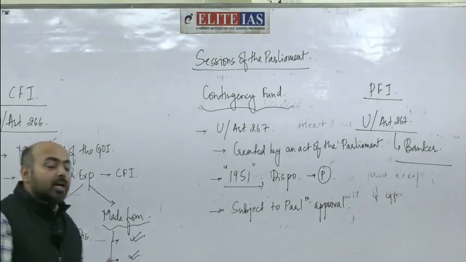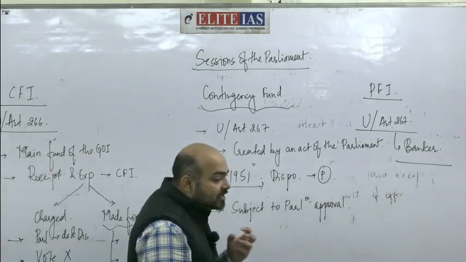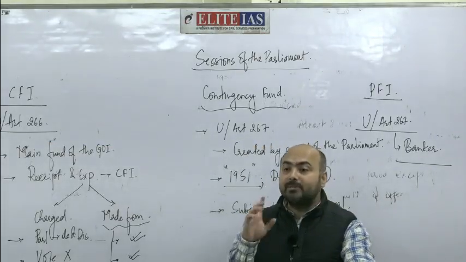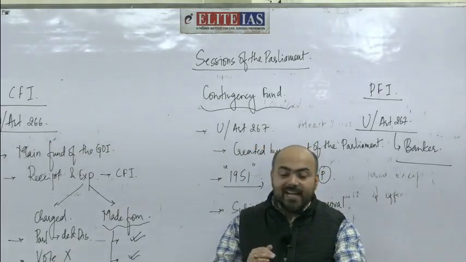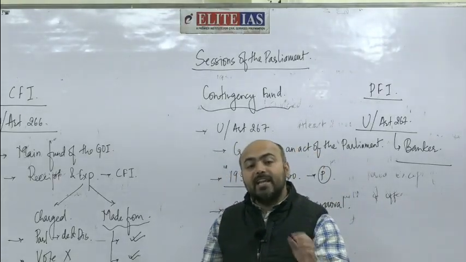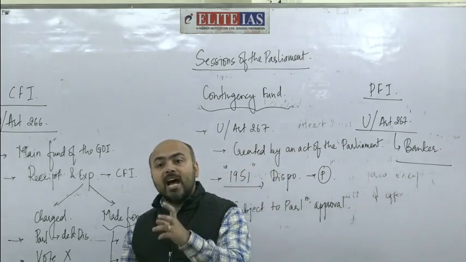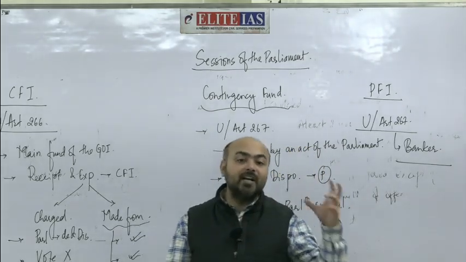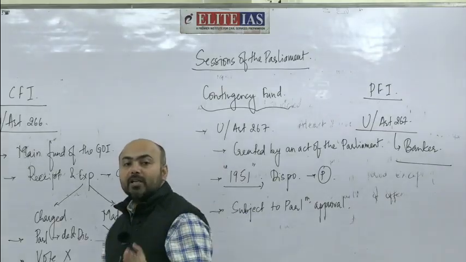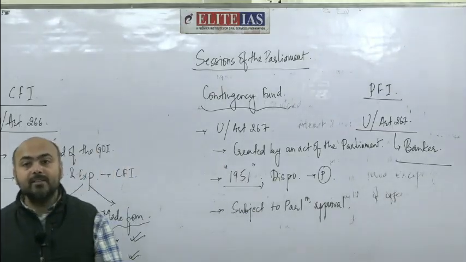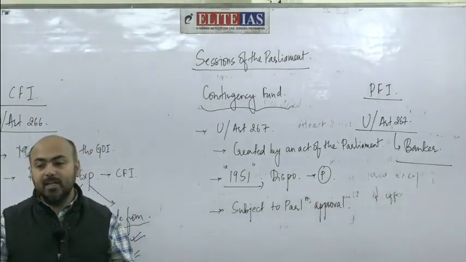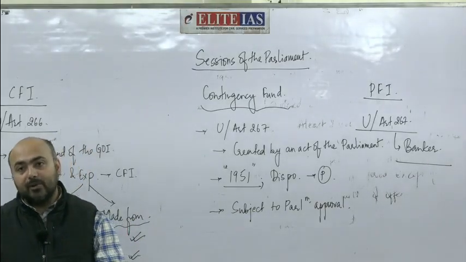The first house has passed the bill, and the second house defeats or rejects the bill. Second, the first house has passed the bill and the second house does not take any action for 6 months. And third, the second house proposes an amendment which is rejected by the first house. So the first house has passed it, it goes to the second house which proposes amendments, it goes back to the first house, and the first house rejects the amendment proposed by the second house.